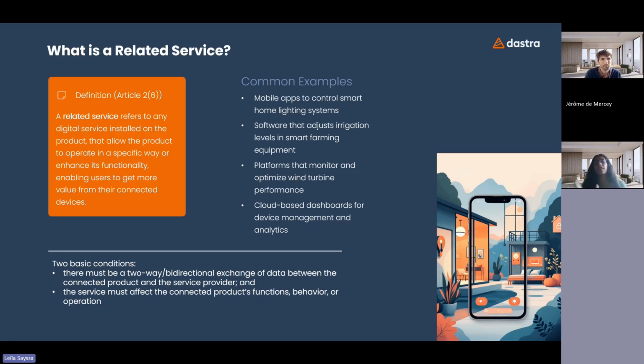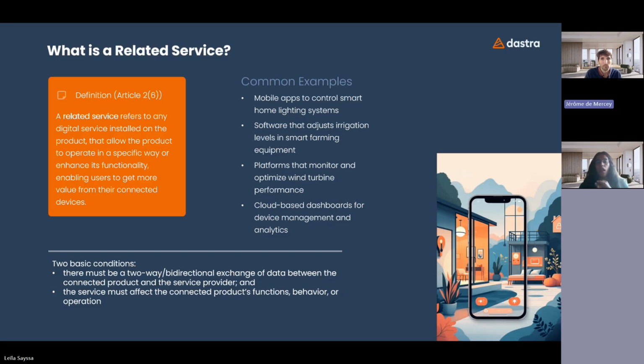And so there are two basic conditions to actually talk about a related digital service. First, the two-way exchange of data between the connected product and the service provider, and second, that the service must affect the functioning, the behavior, or the operation of the connected product.